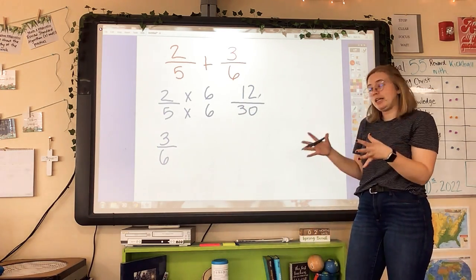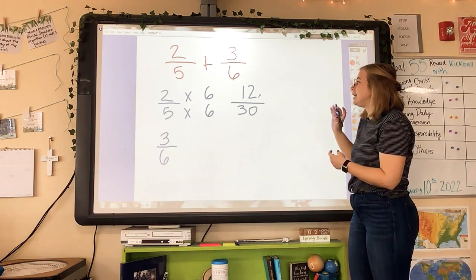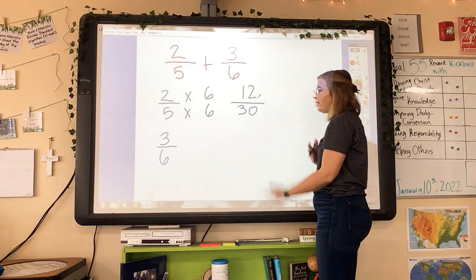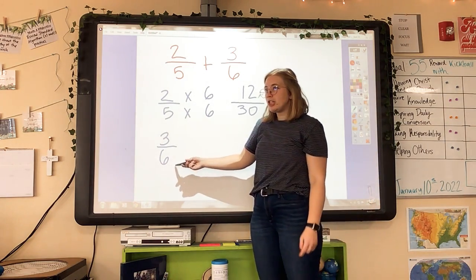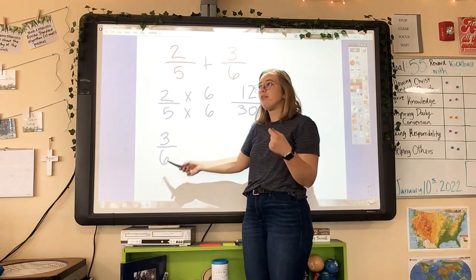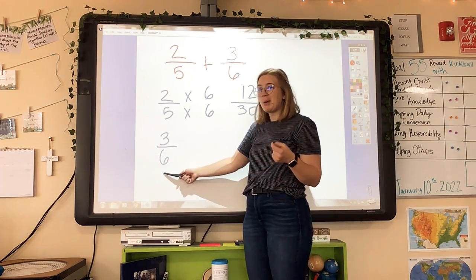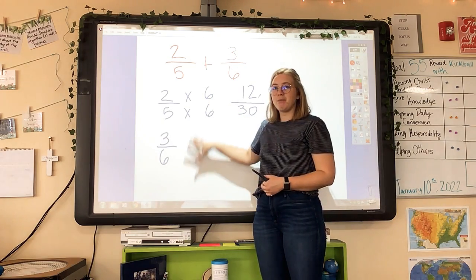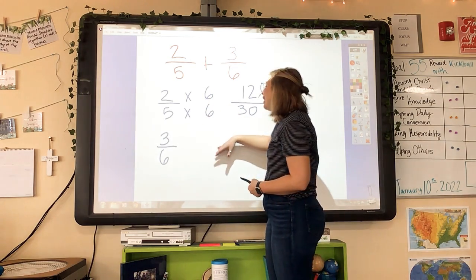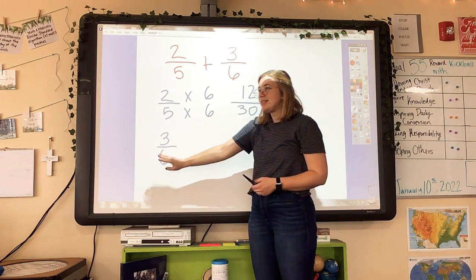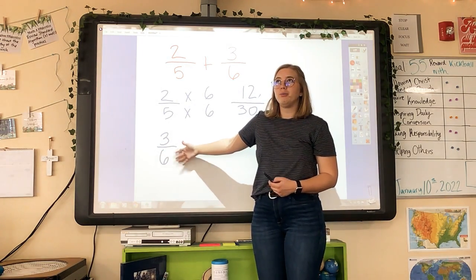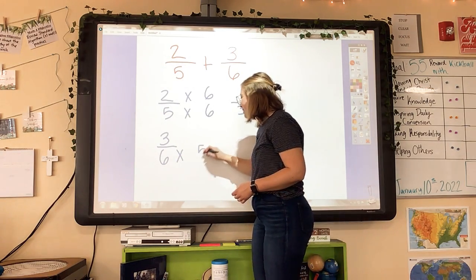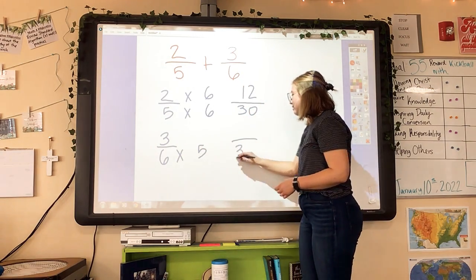Remember, they're the same value, they equal the same amount, but they just look different. We're putting almost like a mask on it, making it look different. Then to change this fraction, I do the same thing, but I have to think to myself, what do I multiply 6 by to get 30? It's really tempting to just multiply it by the same number that you multiplied up here, but you're just going to multiply 6 by whatever you have to multiply it by to get 30. So I multiply 6 by 5 to get 30. 6 times 5 is 30.